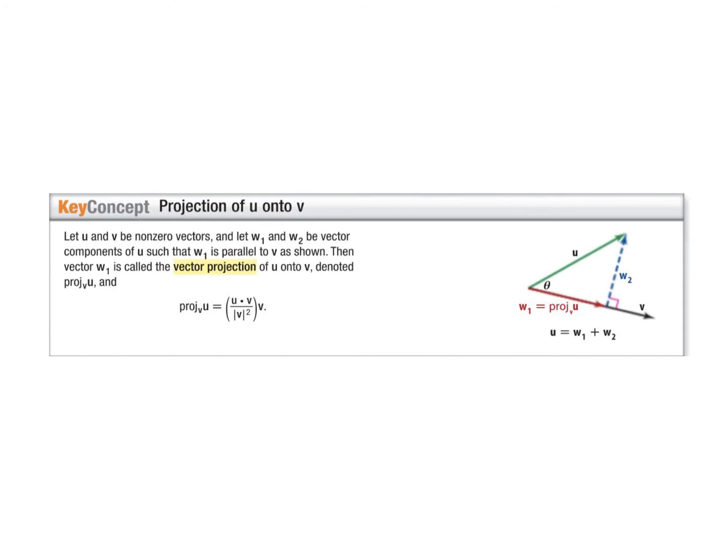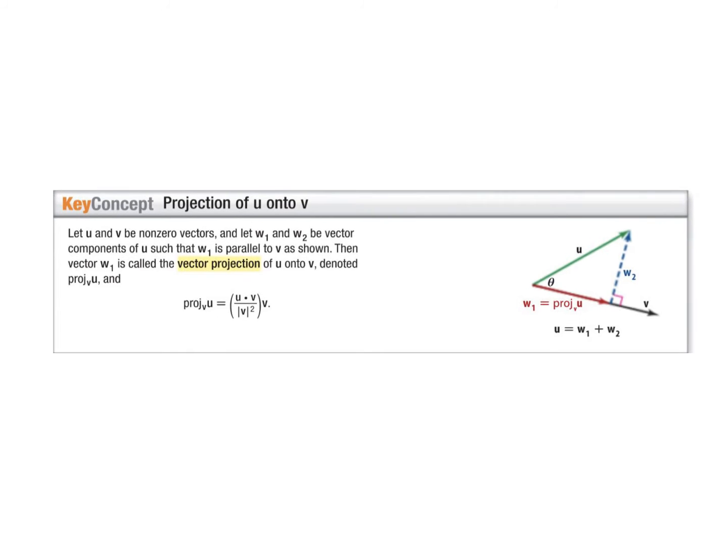So the projection of u onto v, that is what we called it. Say u and v are non-zero vectors. You can see u up here on the top in this diagram. Let me go a different color. So u's up here, and then v is this long projection.